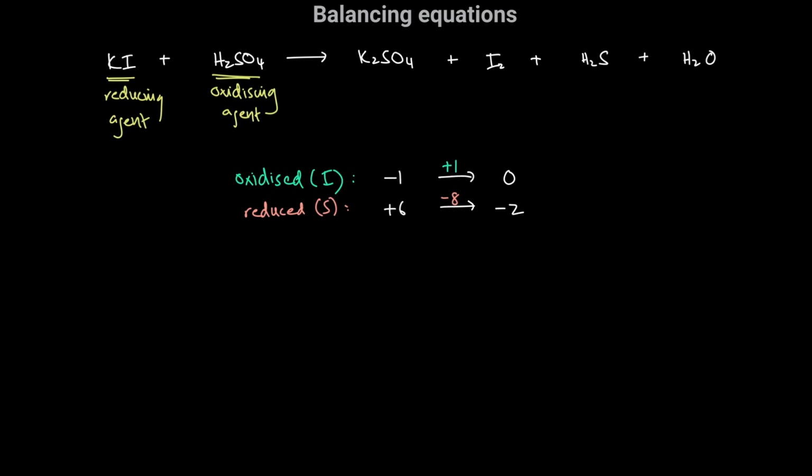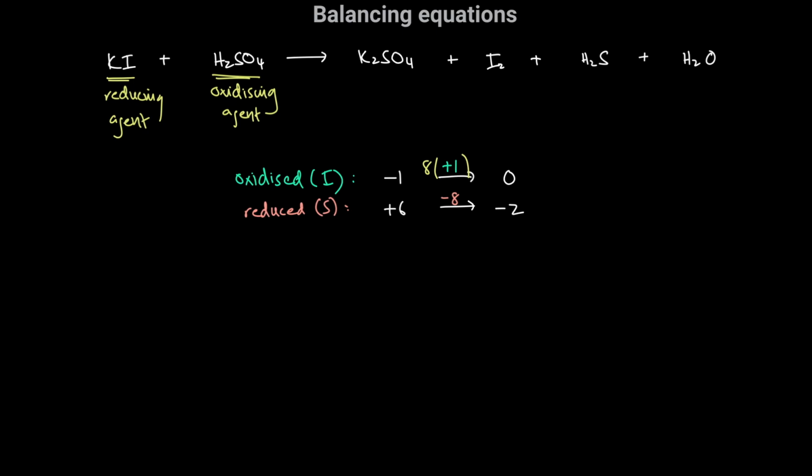We need 8 iodine atoms for which the oxidation number increases by +1, because the overall increase in oxidation numbers has to be equal to the overall decrease in oxidation number. Here we're saying that for one sulfur to gain 8 electrons and decrease its oxidation number by -8, 8 iodides would have to lose a single electron. For every single iodide, the oxidation number increases by +1. So for 8, we have an overall increase of +8, and that balances the overall decrease in the oxidation number of sulfur, which is -8.